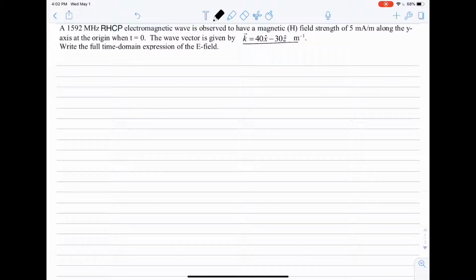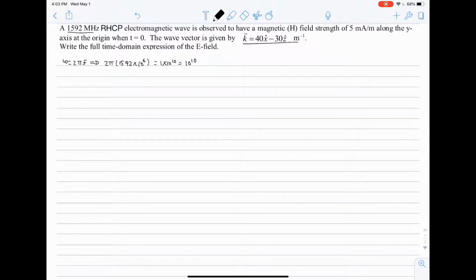So for the full time domain expression, we're going to have two parts because the wave is circularly polarized. For the first part, we'll find omega, and omega equals 2 pi times the frequency, and we're given the frequency to be 1592 megahertz. So that equals 2 times pi times 1592 times 10 to the power of 6, which gives us 1 times 10 to the 10.